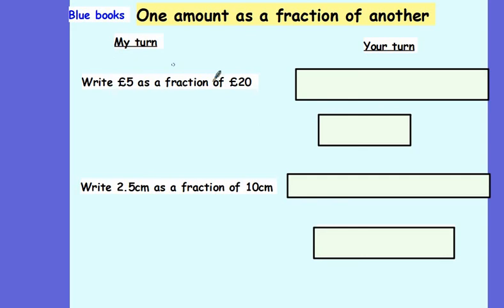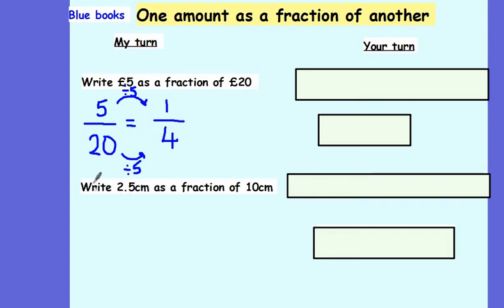If I want to write £5 as a fraction of 20, I'm going to start by writing 5 out of 20. I can simplify that, can't I, Drew? What can I divide top and bottom by? 5, very wise. So I can simplify that to 1 out of 4. So I can say that £5 is a quarter of £20.